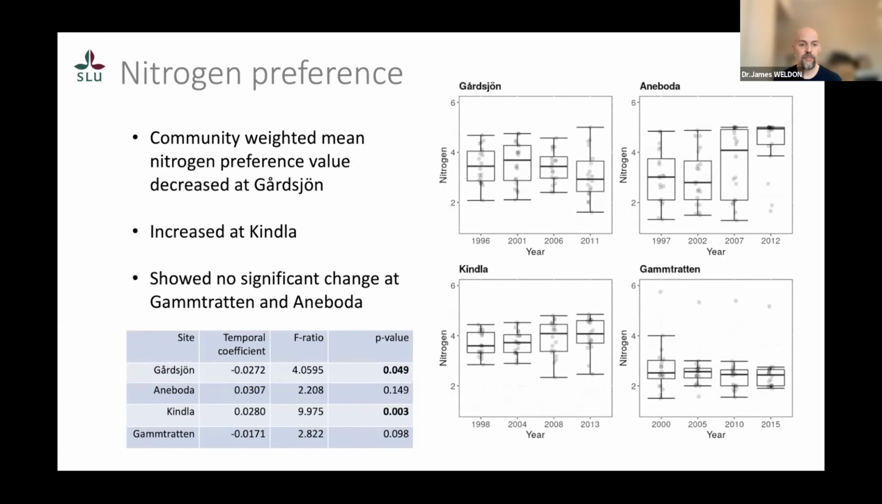In terms of nitrogen preference, we can again see that the mean value for nitrogen preference decreased at the most polluted site, Gårdsjön. This is a positive signal. But we also see that it increased at Kindle, despite, again, these rather low levels of deposition, with no changes at Gamtratten and Ona border.